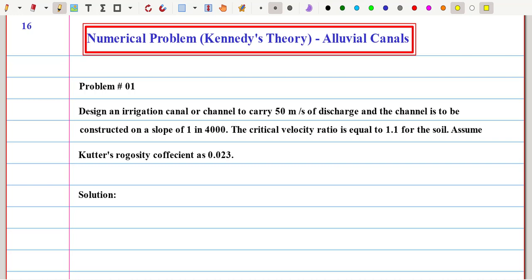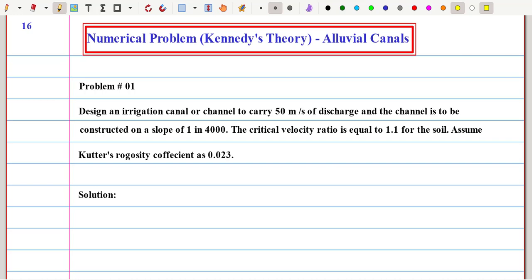This one, right? This is Kutter's formula, and Kutter's resistivity coefficient is N, which is given to us. So this is N, Kutter's resistivity coefficient. So this is the data given to us. Before solution, we can write down the given data.